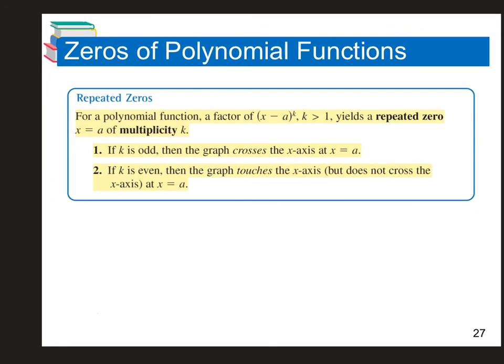Now we're going to talk about multiplicity. A repeated 0 is multiplicity. My children are a product of multiplicity. I had 2 at one time, right?